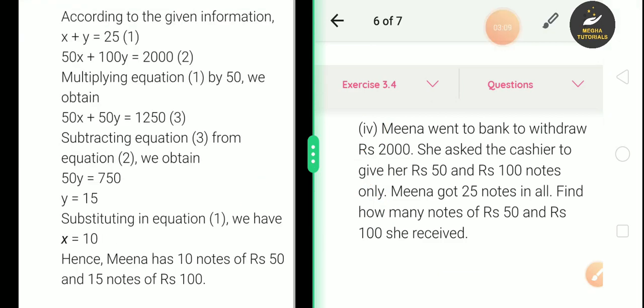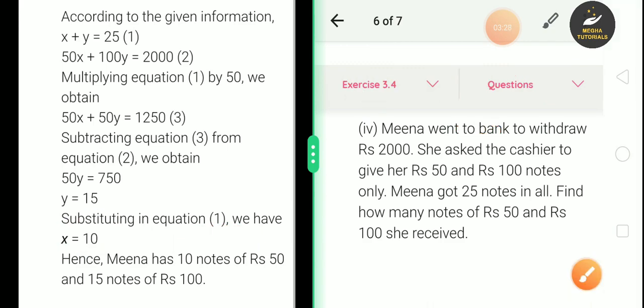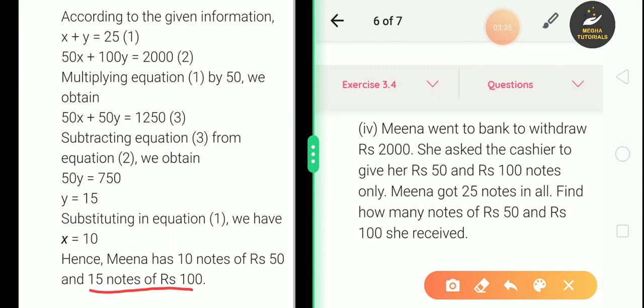Put this value in equation 1. So x plus y is equal to 25. So x plus 15 is equal to 25. Transpose 15 on right hand side to get 25 minus 15. So 25 minus 15 is 10. Therefore we'll get x is equal to 10. So final answer is, hence Meena has 10 notes of rupees 50 and 15 notes of rupees 100.